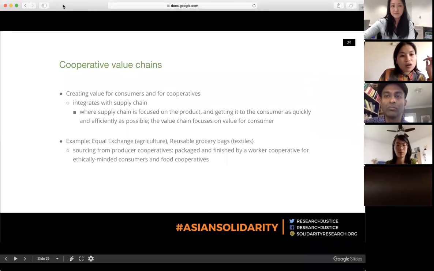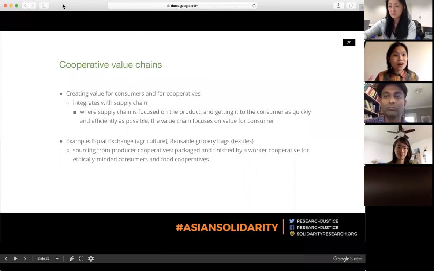So when we think of value chains, we think of a traditional supply chain, which is like creating a product, let's say apples, having it from farm A, distributed, getting to a warehouse that's owned by, say, a cooperative, and then distributed through, in food co-ops, it's usually UNFI because they monopolize the industry, and then finally getting to a food cooperative and then getting to you.